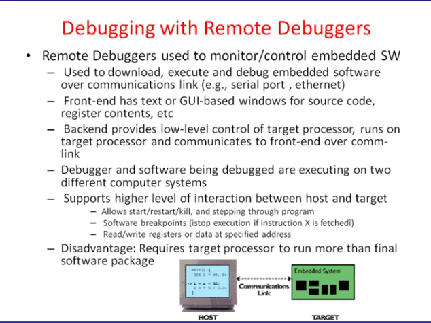There is a backend that runs on the target processor and communicates with the front end over a communication link, which could be TCP/IP or serial. The backend provides low level control of the target processor and is called the debug monitor.